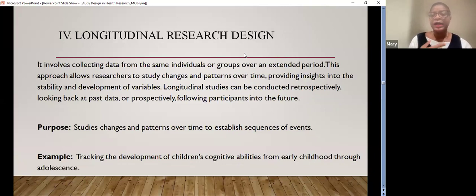Number 4. Please let me say, if you have questions, kindly drop them in the chat box. I'm reading through so that I'll be able to respond. Longitudinal research design involves collecting data from the same individuals or groups over an extended period. This is widely used, commonly used for large-scale data, especially if they want to understand or track the sequence and pattern of an event or a health outcome.